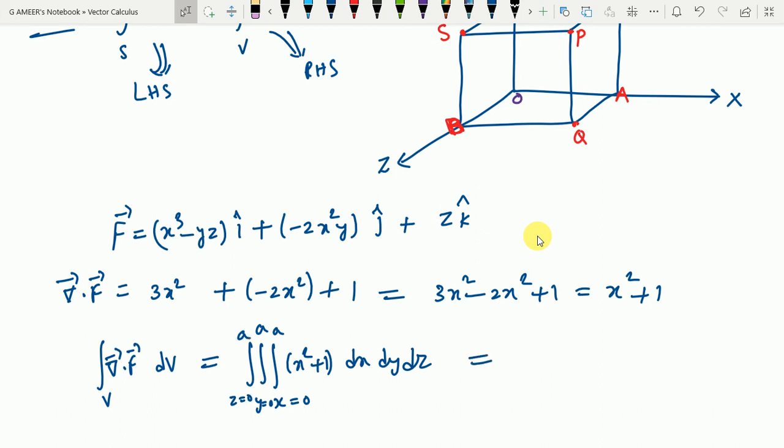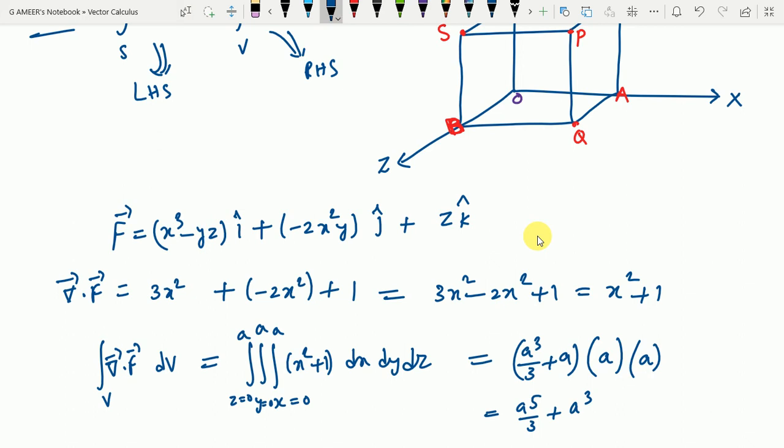So when I perform this integration, x cube by 3, that is a cube by 3. Then 1, that is 1 integration is x a. So that will give a cube by 3 plus a. Then when I perform y, only y will come, upper limit is a and lower limit is 0. When I perform for z, only z, upper limit is a and lower limit is 0 will come. So overall, if I multiply here, I get a power 5 by 3 plus a cube. This is the answer. So this is the RHS part.